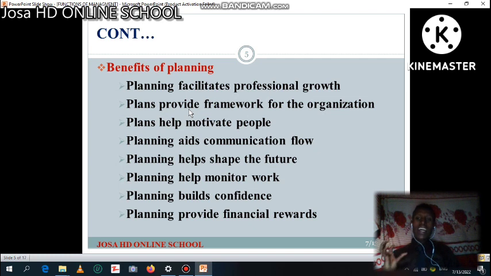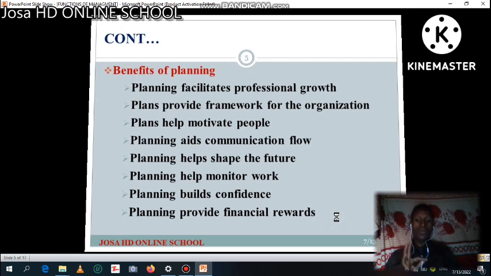And also planning has different benefits, and a huge benefit. Planning facilitates professional growth. Plans provide a framework for the organization. Plans help motivate people. Planning aids communication flow. Planning helps shape the future. Planning helps monitor work. Planning builds confidence. Planning provides financial rewards, and so on.